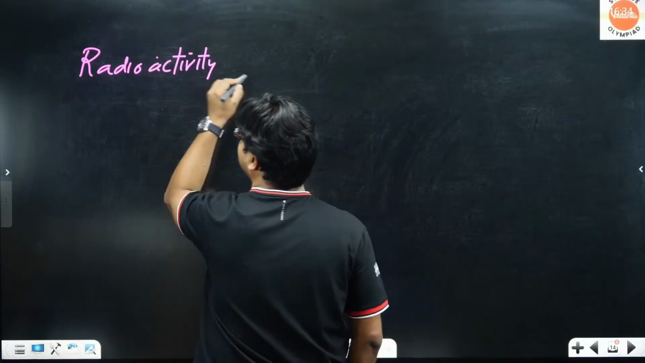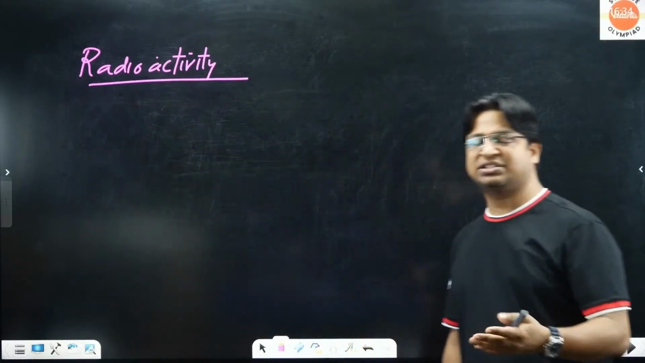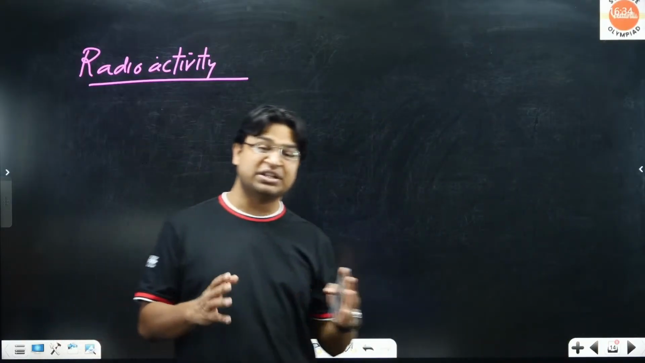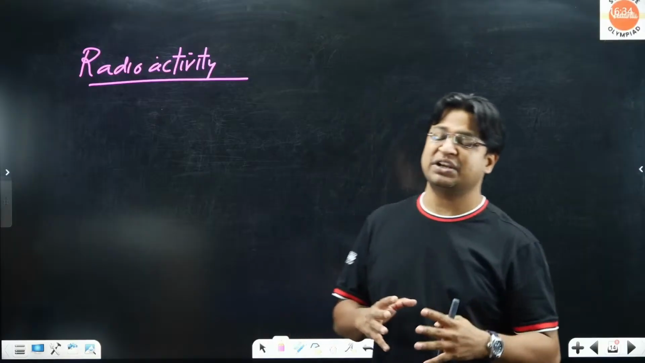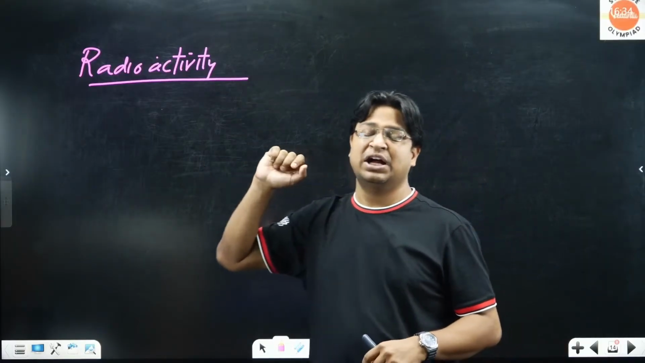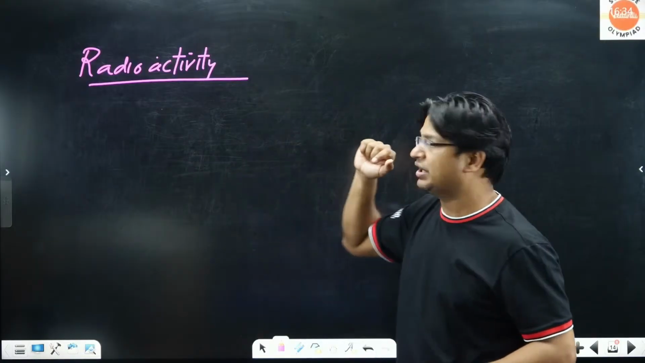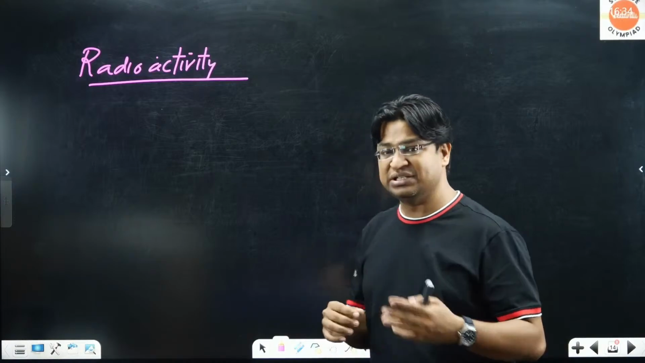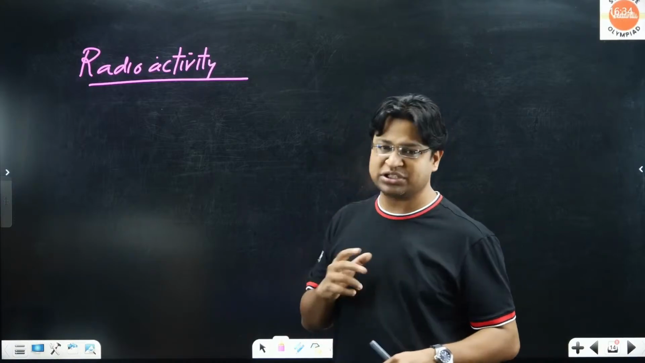So there are nuclei which are unstable. They decompose, they disintegrate by themselves, especially the larger ones, the ones which have a large mass number, which lie on the downward slope of that binding energy per nucleon graph. So there are nuclei which are unstable and they disintegrate. This process is called radioactivity.